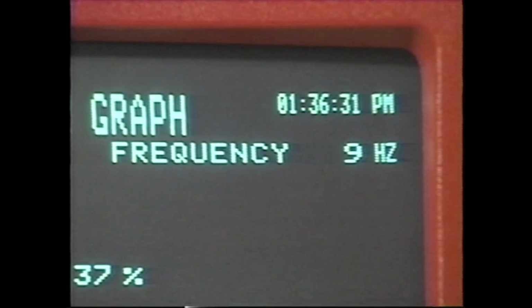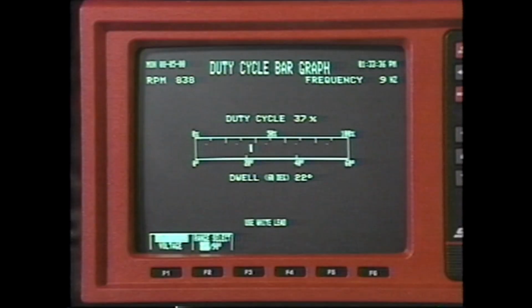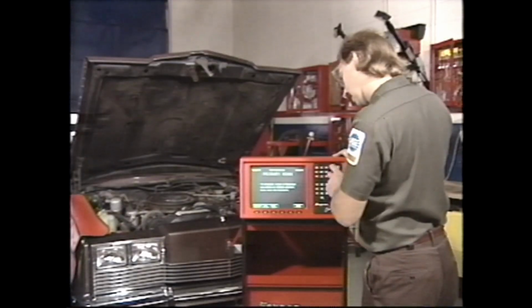This will verify the number of signals per second being sent to the fuel control solenoid or the frequency control valve on some fuel-injected systems. If the frequency is incorrect, the control unit is probably defective.